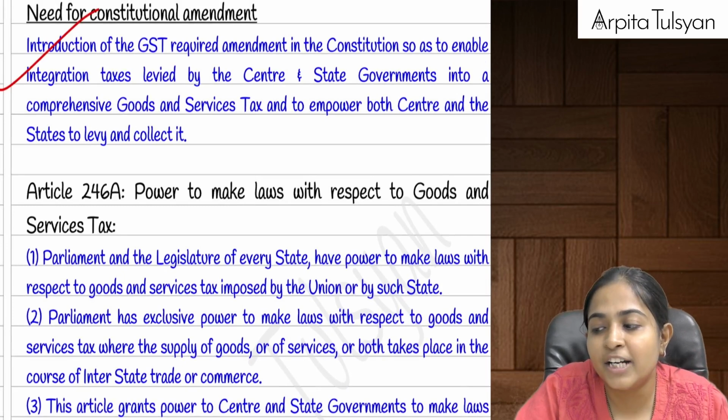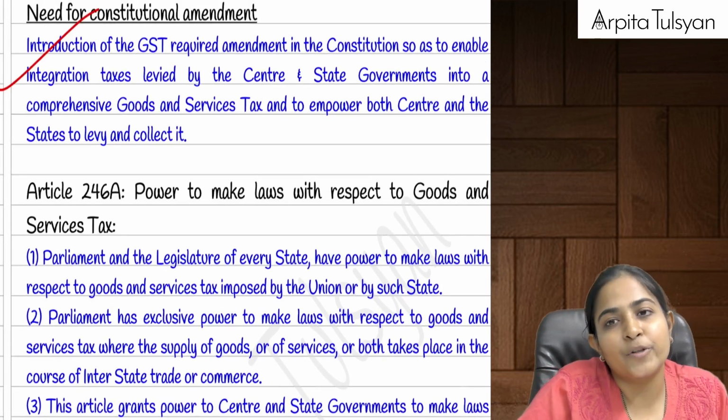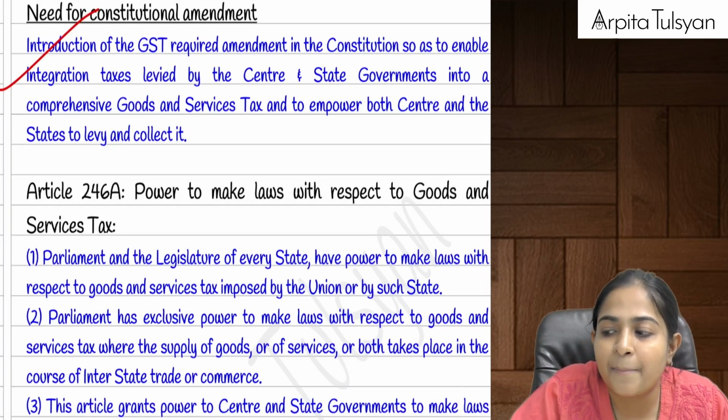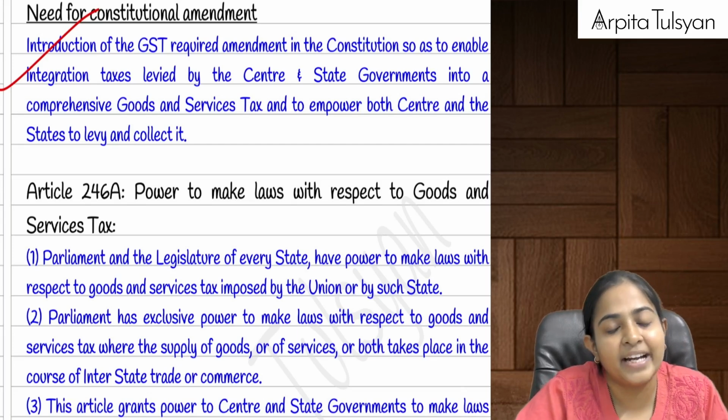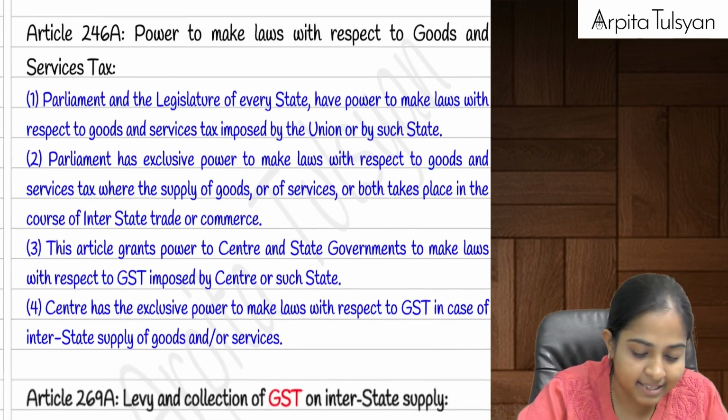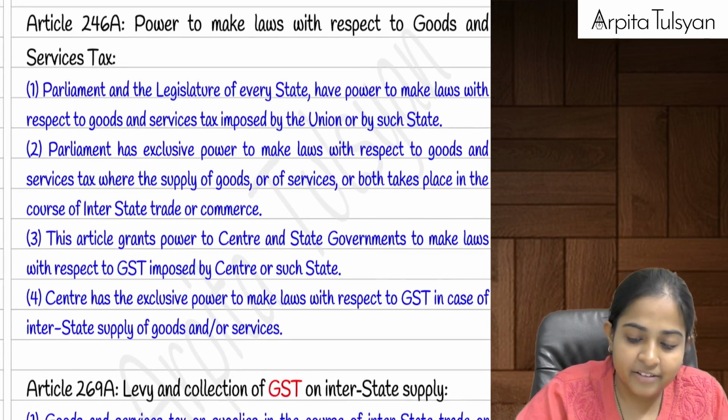I have already told you this. Because of this constitutional amendment, now we have the power that GST can be levied and collected by both the center as well as the state. Very clear with this? Okay.